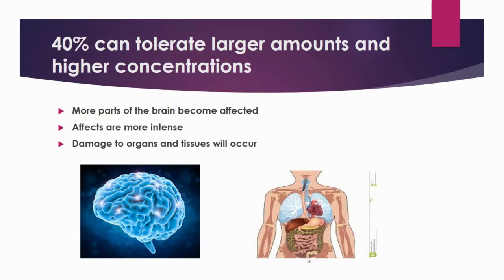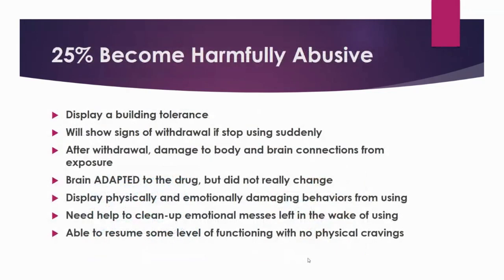So more parts of the brain can become affected for them. The effects are more intense to the organs and tissues and to the brain. Damage will occur, right? On the cellular level, those cells will die off and pathways will be lost and things will occur over time. But of that 40%, 25% of them will do these things.